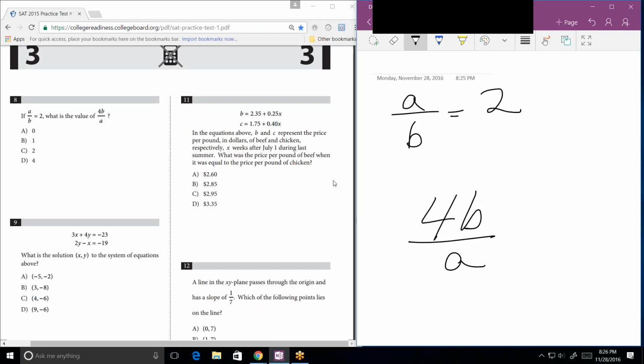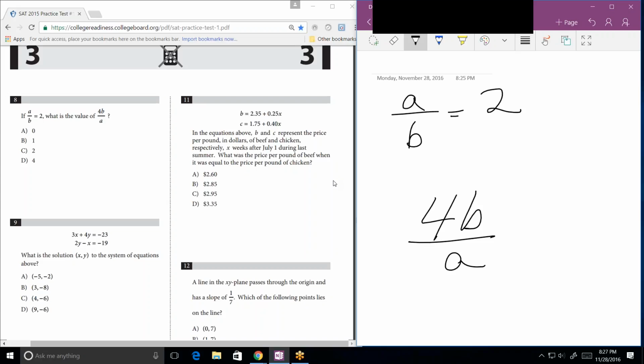Good. Hold on. How'd you do that? Because it says a over b is 2, so you just exchanged a and b with 2. No. If a over b equals 2, you can't solve for a or b. It could be anything. It could be 4 over 2. It could be 8 over 4. It could be 12 over 6. In other words, that doesn't tell you much, but it tells you enough to let you figure out what 4b over a is.